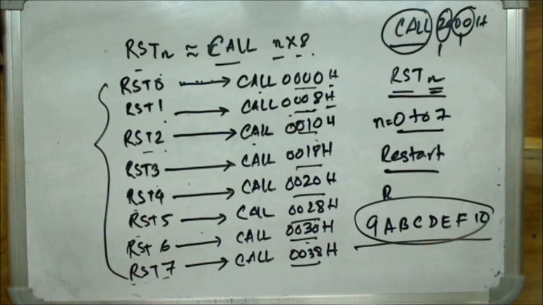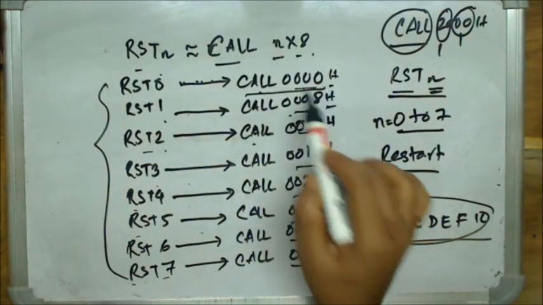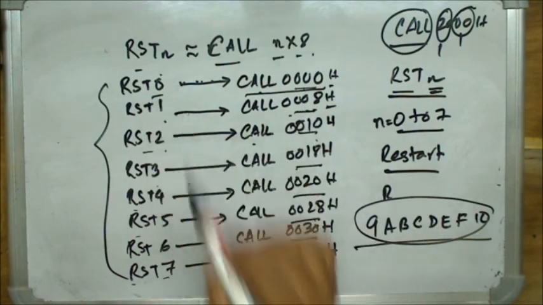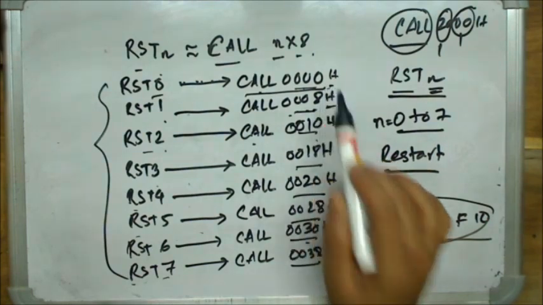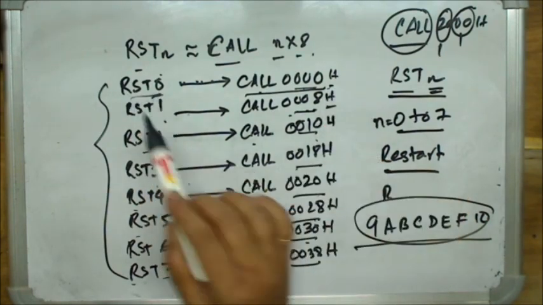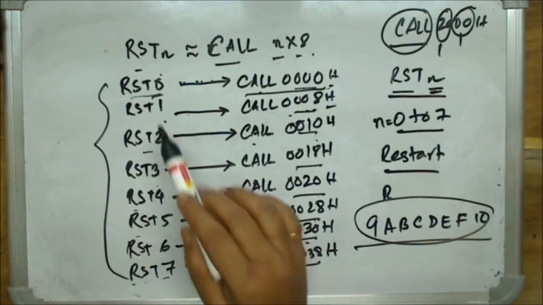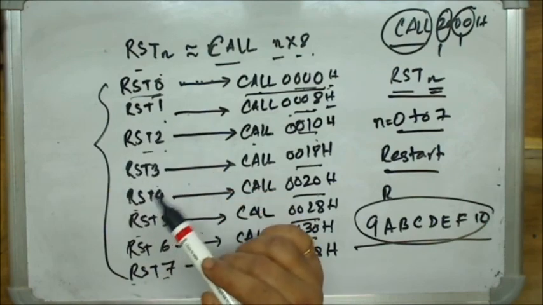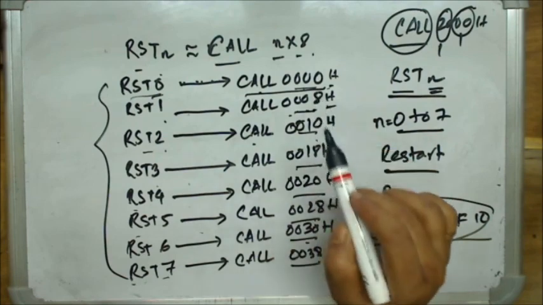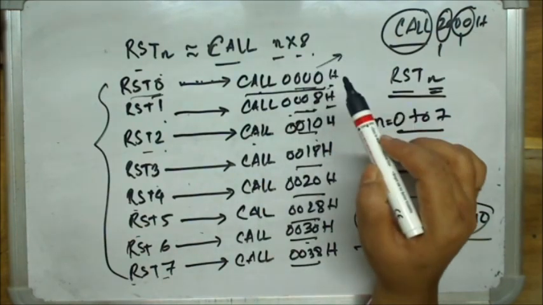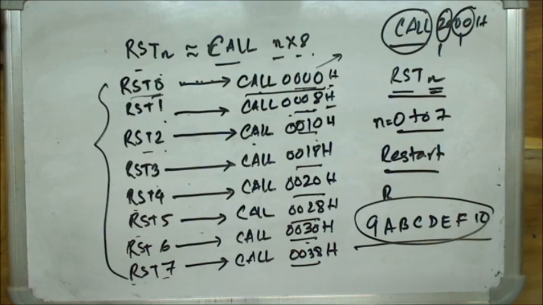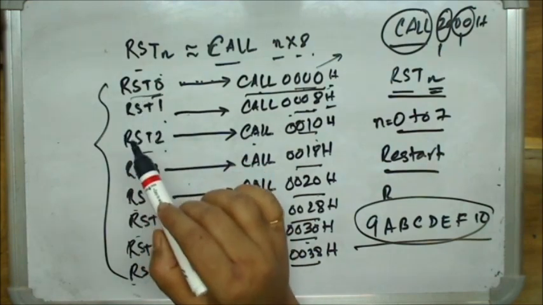Now you say, why not call 0000H? Why should I write RST0? The answer is, call 0000H is a 3-byte instruction and RST0 is a 1-byte instruction, so it does the job much faster. So there are two options to call the subroutine: either you can use call 0000H or you can directly use RST0. But RST0 is the faster one.